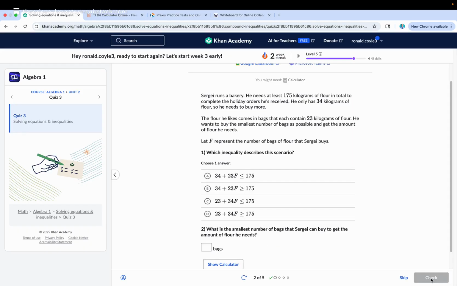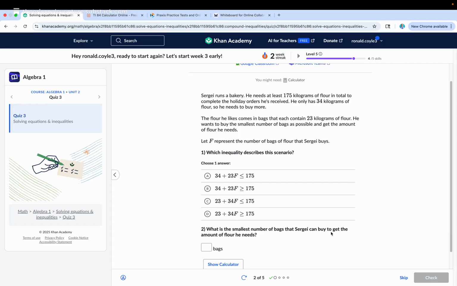All right. So, oh, this is a business one here. All right, this will be a nice one. So here's what we have. Sergey runs a bakery. He needs at least 175 kilograms of flour to complete the holiday orders. He only has 34. I might write this one out too, since it's a business one.